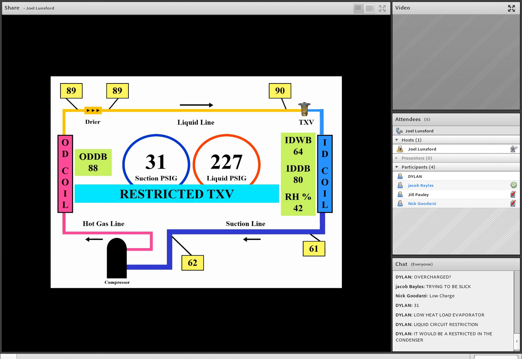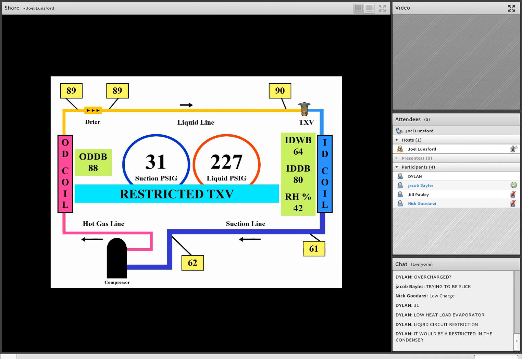It'll drive the suction pressure low. It'll drive the superheat high. But if we take temperatures across the liquid line, looks fine. And if we take temperatures across the dryer, looks fine. And so the next logical place in that whole liquid circuit for a restriction would be the TXV.